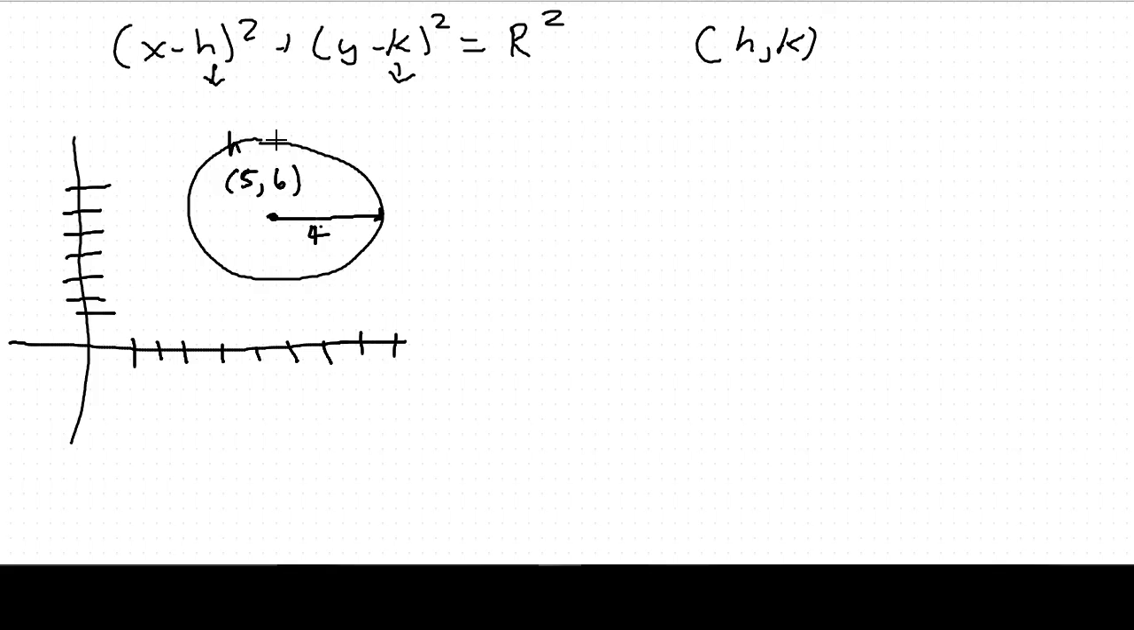This is my h, that's my k. And so I would write it like this. X minus 5 squared plus y minus 6 squared, and then that'd be equal to 16. So it's pretty kind of straightforward.